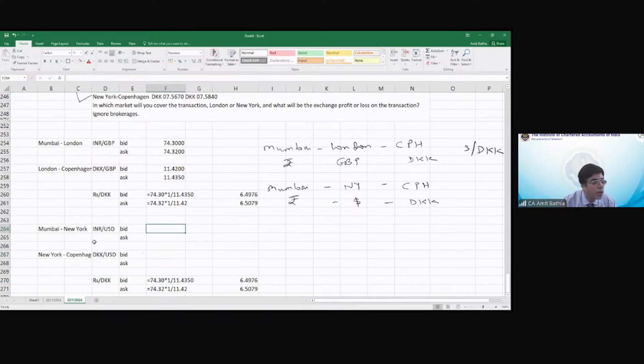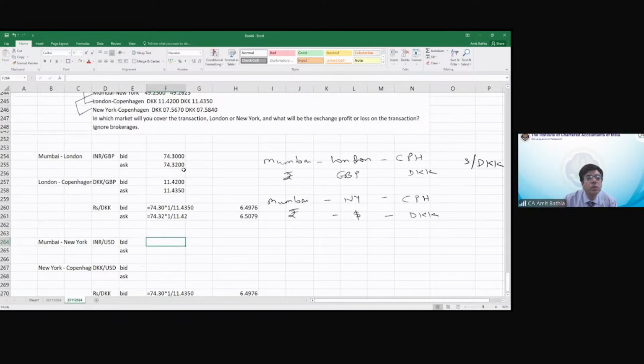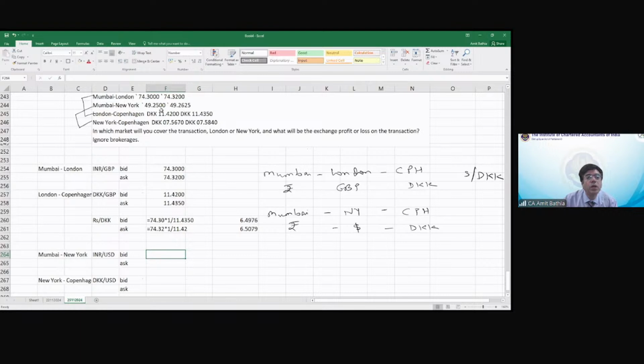Yes. So INR to USD rate is given to me. What is that? INR to USD. Question. Mumbai to New York 49.2500 and then I have 49.2625. Similarly, then I have New York to Copenhagen, which is 7.5670 and 7.5840.